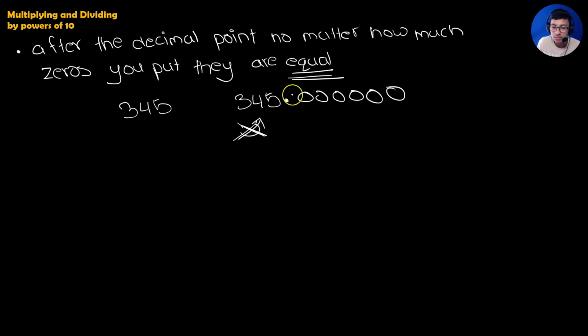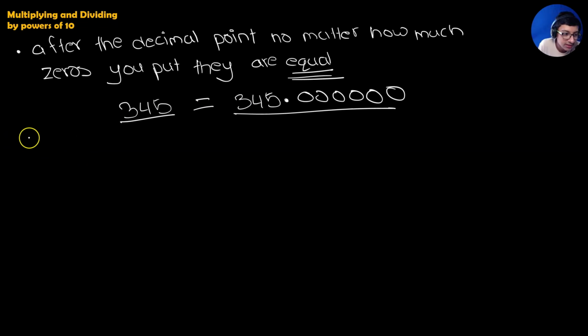Because after the decimal point, no matter how many zeros there are, this number and this number are basically the same. Okay, they have the same value. So now we have that in mind. Equal.